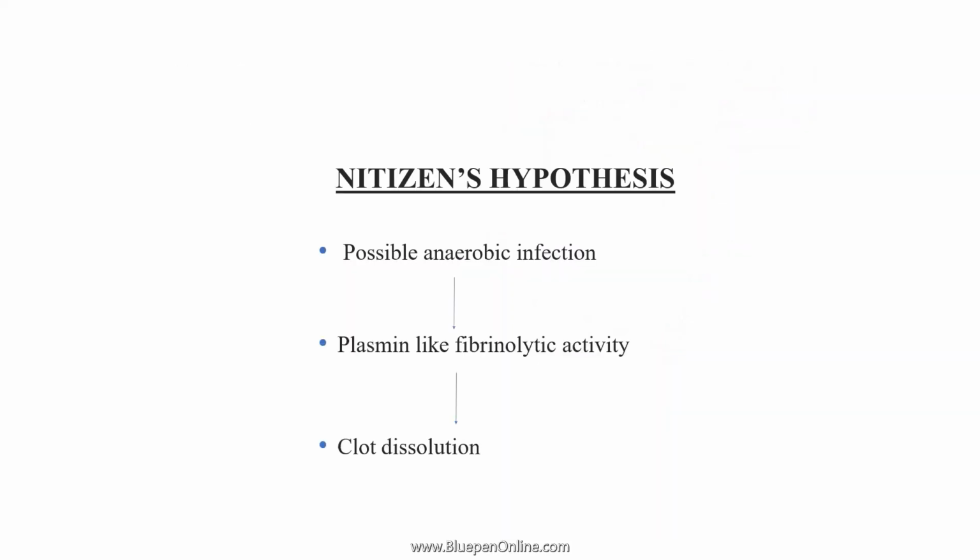So the next hypothesis is Nitzan's hypothesis. Nitzan et al. showed a possible significance of anaerobic organisms like Treponema denticola, which are also the predominant organism in pericoronitis, in relation to the etiology of this alveolar osteitis. He observed high plasmin-like fibrinolytic activities from the cultures of this anaerobe, that is Treponema denticola. And that plasmin-like fibrinolytic activity results in what? Definitely clot dissolution. I hope this is clear.